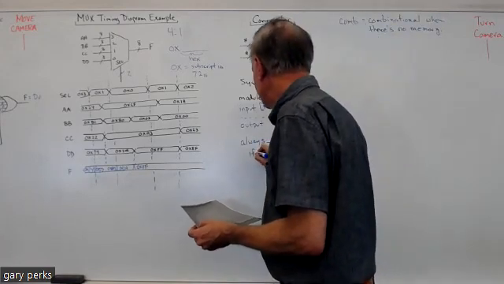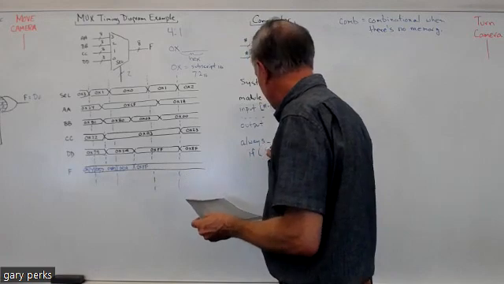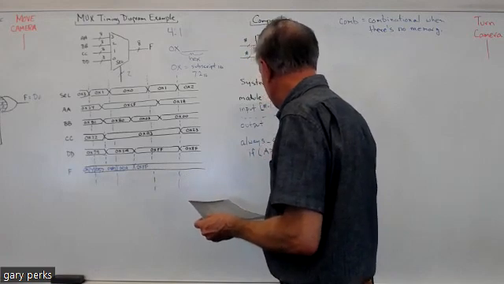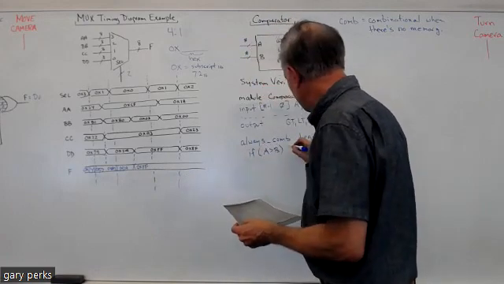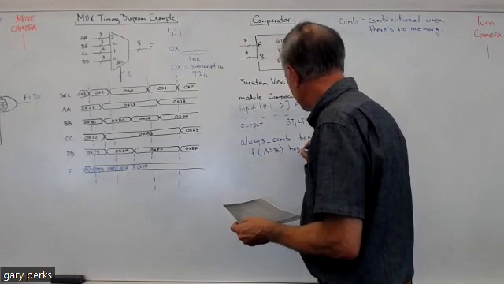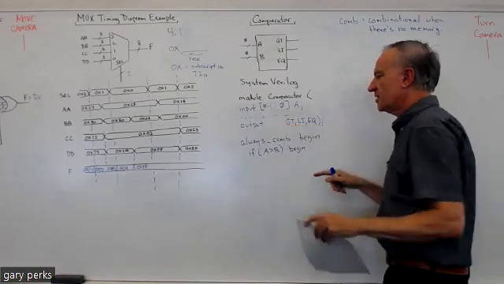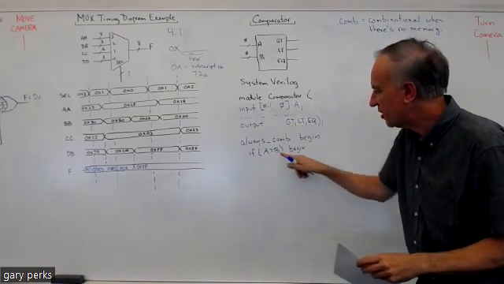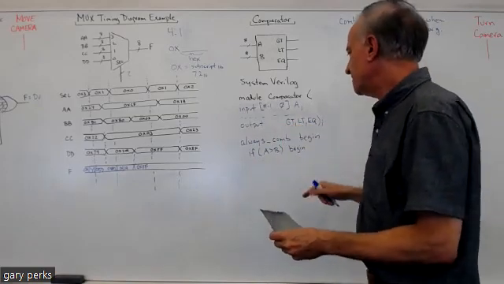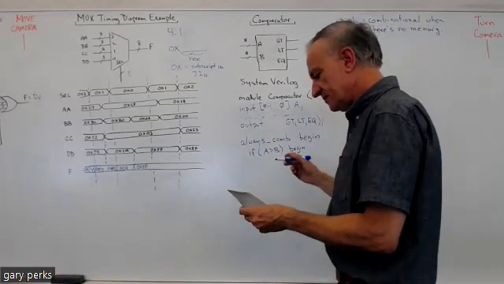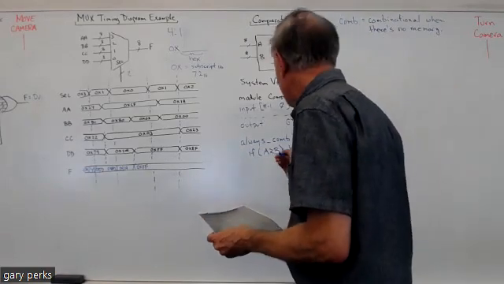So we have if A greater than B. You need another begin. See, this begin is for the always block. This begin is for this part of the if. Okay, so if A is greater than B, we're going to set the outputs like this.